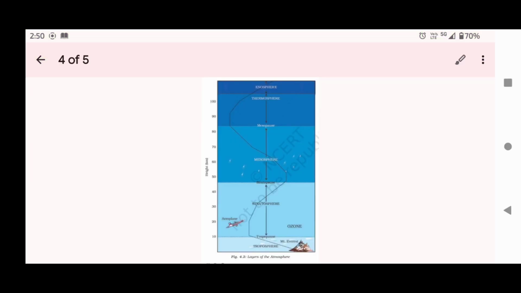Here is a picture from your NCERT book. The first layer is troposphere. Mount Everest is situated here. And this is stratosphere, aeroplanes are flying here. This is mesosphere and this area is called mesopause. Then thermosphere and the highest is the exosphere.